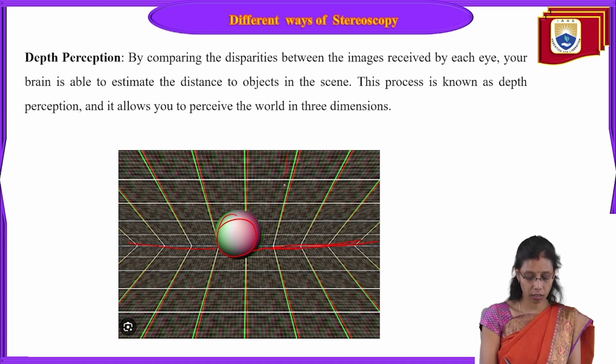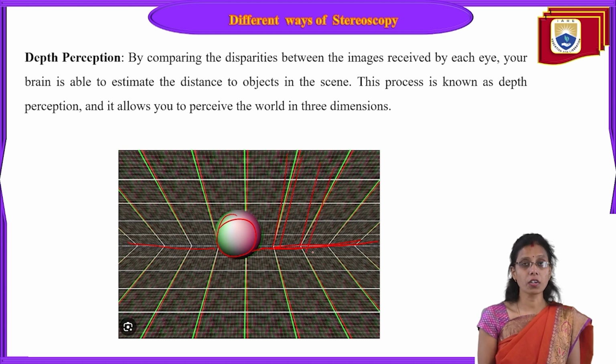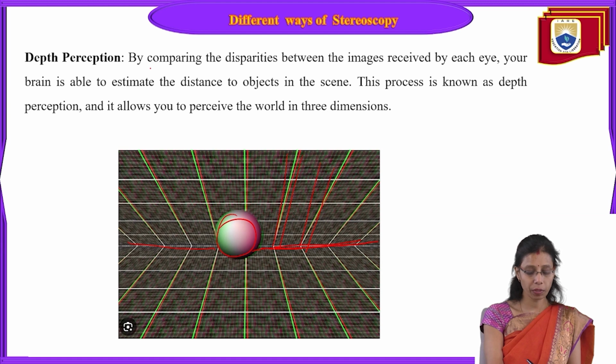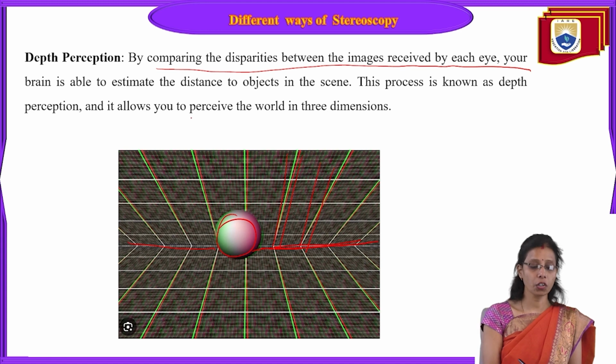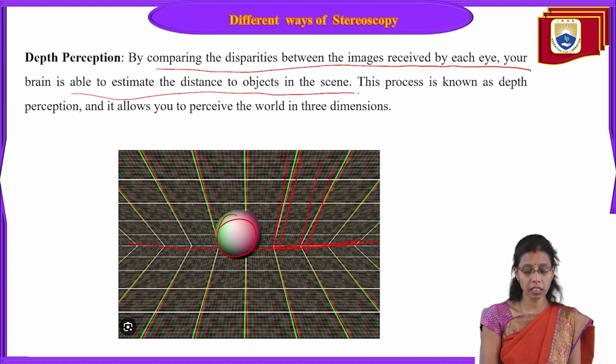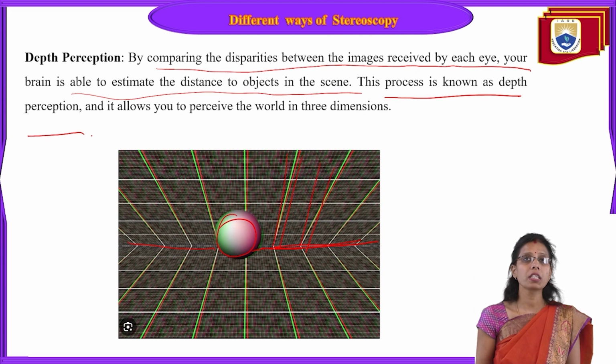You can see there is a depth here, but actually not. It's an illusion. Again, it's an illusion. So based on this depth perception, by comparing the disparities between the images received by each eye, your brain is able to estimate the distance to the object in the scene. This process is known as depth perception. It allows you to perceive the world in 3 dimensions.